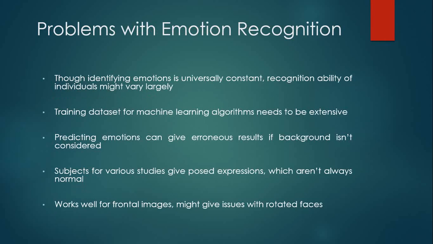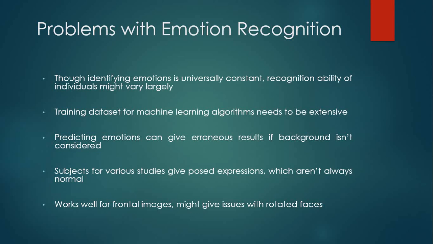Now, what are the problems with emotion recognition? One of the problems is that every individual doesn't possess the same amount of proficiency in identifying emotions. The dataset used to train machine learning algorithms needs to be extensive, because if the data is comprehensive, the algorithms get smarter and can predict better.